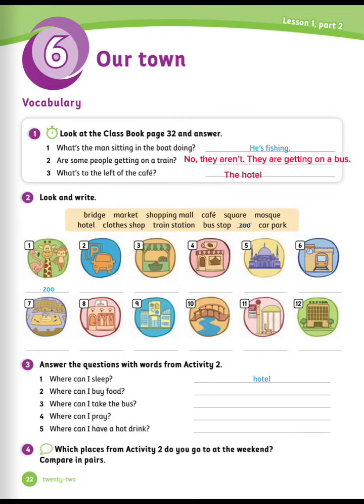Exercise number 2. Look and write. Use the words in the box above to help you. Let's see the answers. Number 1. Zoo. Number 2. Car park. Number 3. Market. Number 4. Cafe. Number 5. Mosque. Number 6. Train station. Number 7. Square.